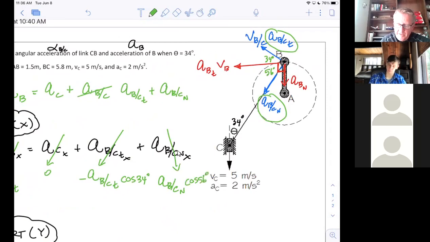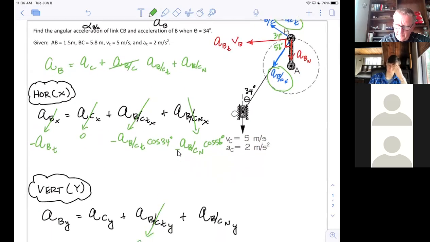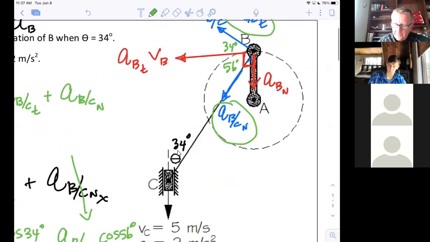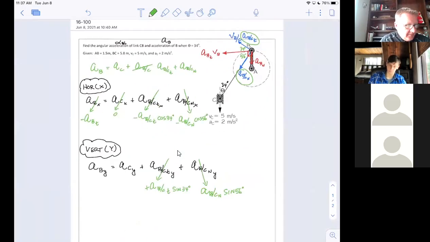And again, that is aiming left. And so if I'm going to use signs, I'm going to have to call that one negative as well. And the same thing will be true for this second one, except of course it will be sine of 56. Acceleration of B with respect to C normal modified by the sine of 56. And notice it's going down. That's going down. So I'm going to have to call that one negative as well.